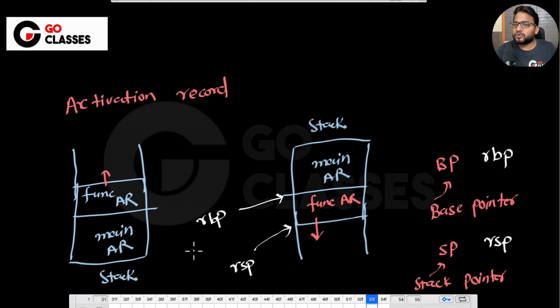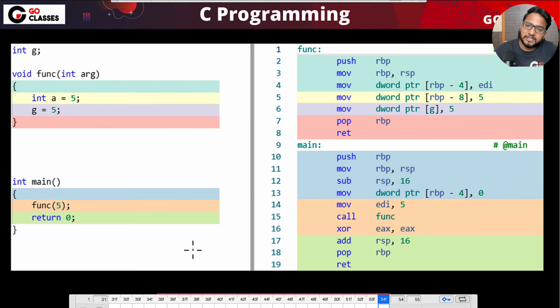So the stack we are going to see in data structures, and the activation record we are going to see in compiler design. These are two different components that we will see at a later point in time. That's why I'm saying this particular video is completely optional. Okay, so now let's understand this particular piece of code, what they are saying.